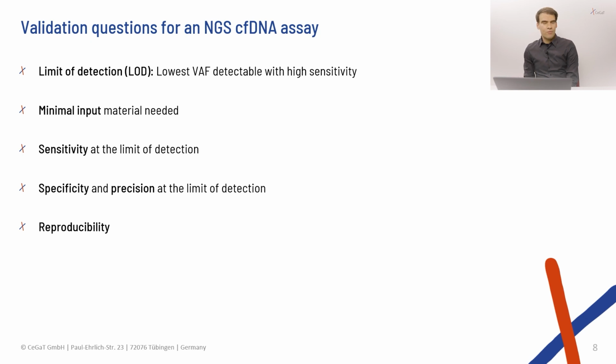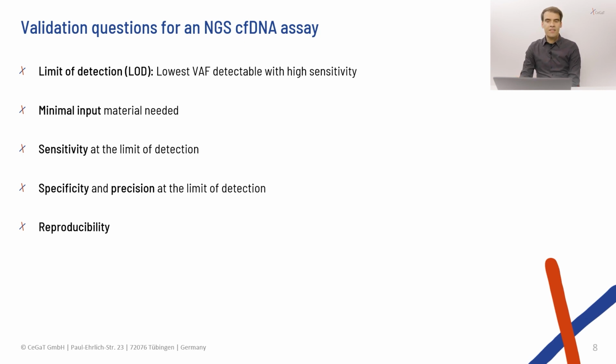First, what do we want to know? We want to look at the limit of detection. That means what is the lowest content of the tumor in the cell-free DNA, or the lowest allele frequency, that we can still detect? What's the minimal input amount that we need to do this detection? How sensitive, specific, and precise is our method for these minimal inputs? And how reproducible is it?